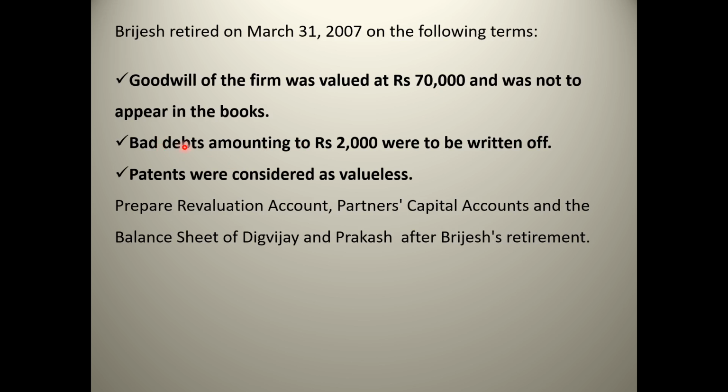Now the next one is very easy, bad debt of 2,000. When bad debt arises, we will write off that bad debt.